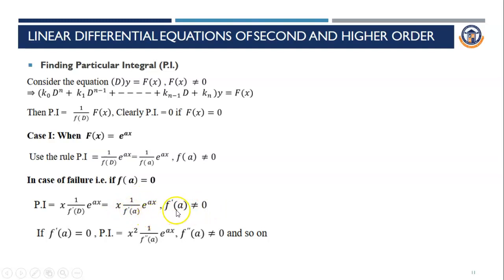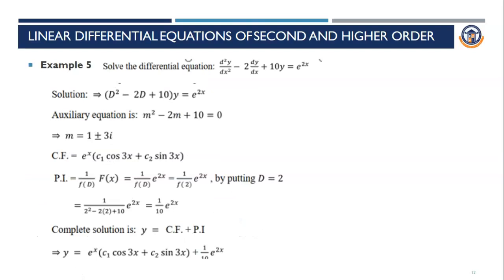Suppose f dash of a is equal to 0, then once again we have to multiply x in the numerator. Already there is x, so multiplying with x means x square into 1 divided by f double dash of D, differentiating one more time with respect to D. That is x square into 1 divided by f double dash of a into e to the power ax. Similarly and so on. So this is the first type to find the particular integral.